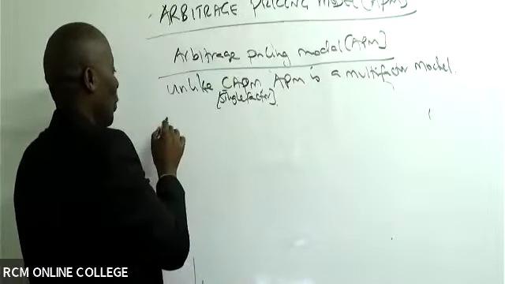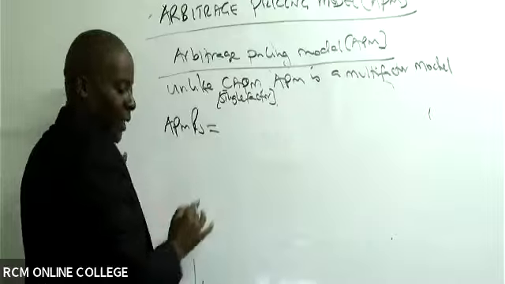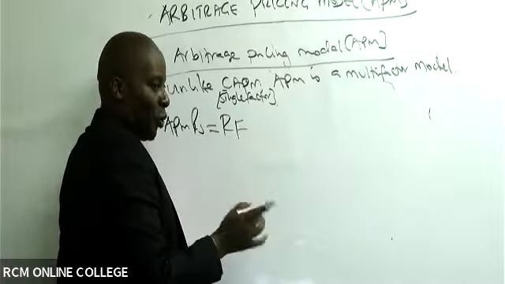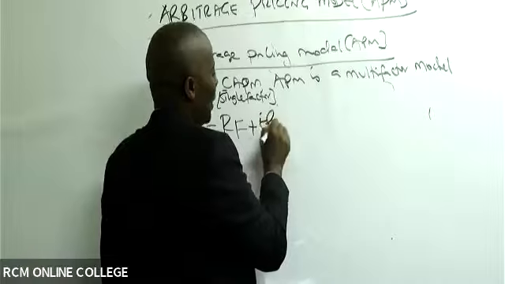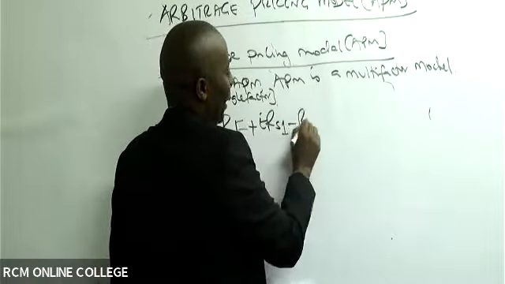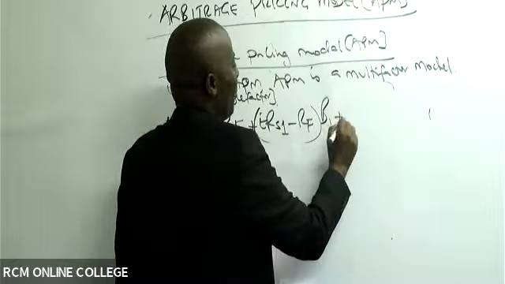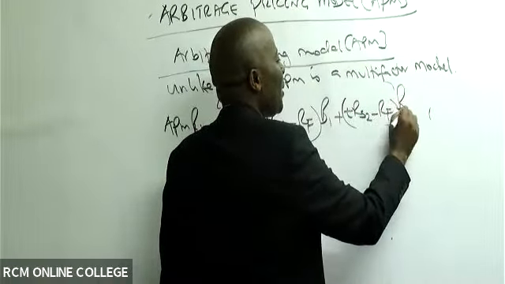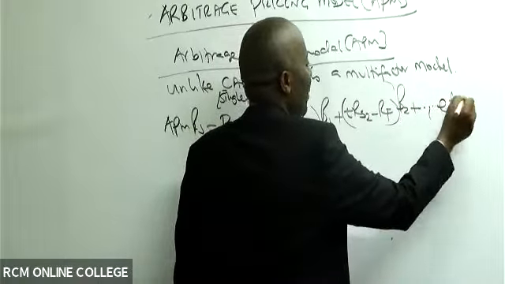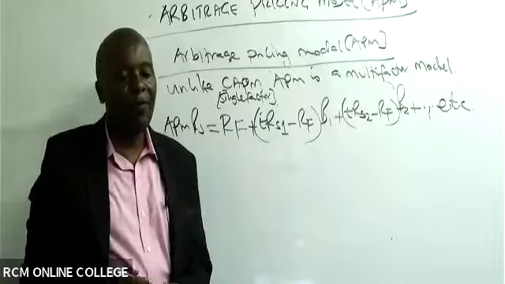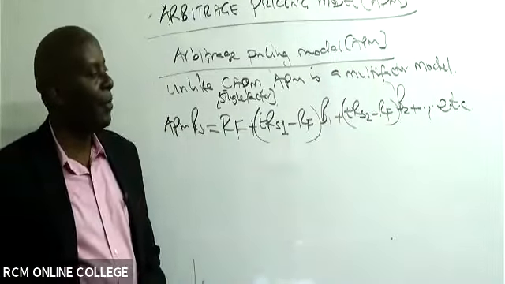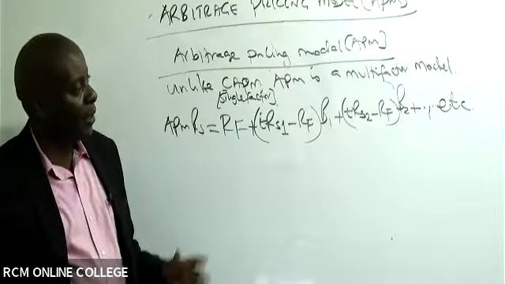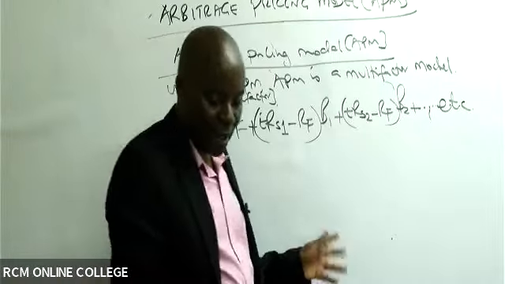Now, anytime you want to get APM returns, we must always start with the risk-free rate, plus the expected return of the security given factor 1 minus risk-free, multiplied by beta 1, plus the expected return given factor 2 minus risk-free, multiplied by beta 2, and so on. Those factors could be very many. So APM is a multi-factor model.